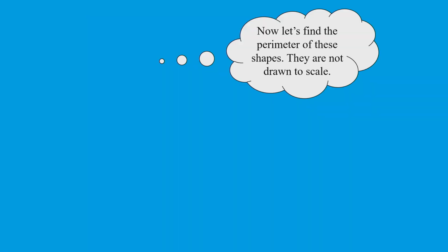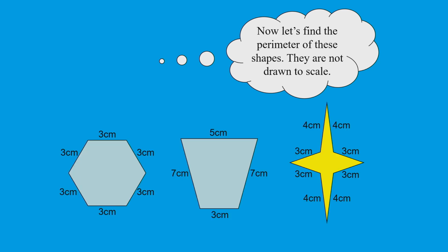Now let's find the perimeter of these shapes. They are not drawn to scale. The first one is 18 centimeters. The second figure, the perimeter is 22 centimeters. And the third figure, the perimeter is 28 centimeters.